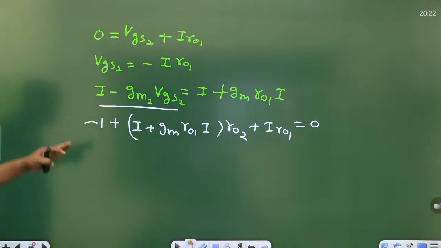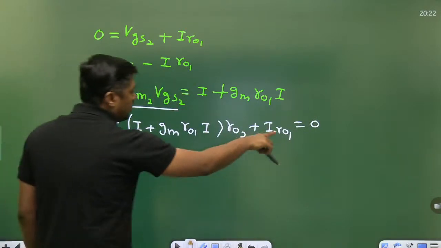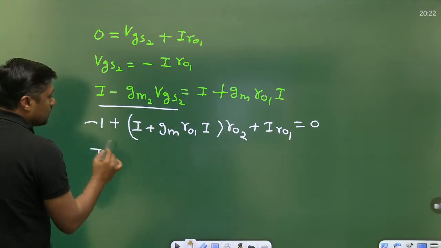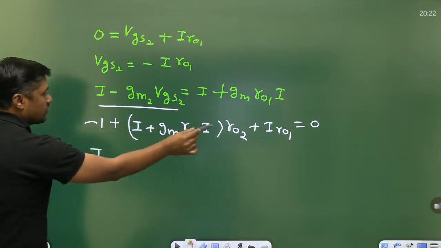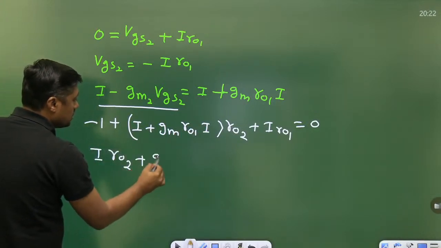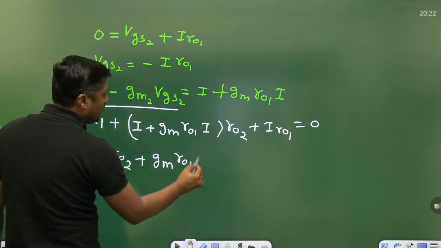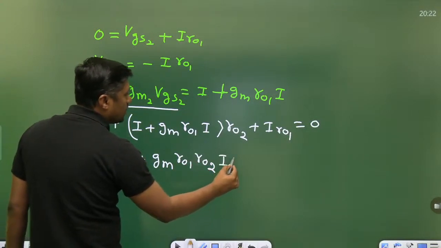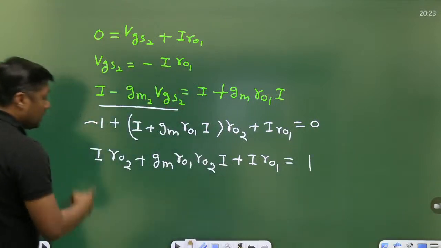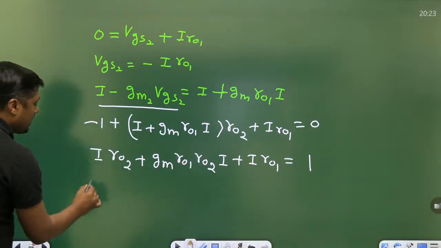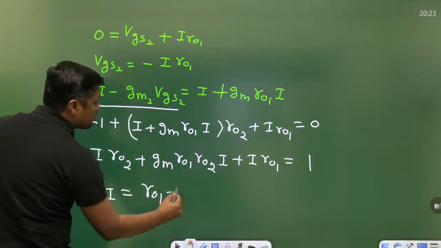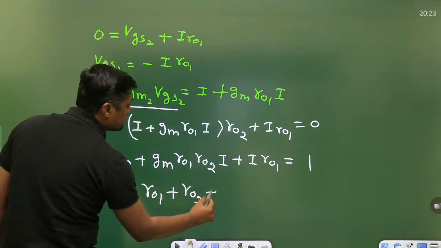Now you have to calculate 1 by I. This is the I naught into R01. This is the I. You can take common. First of all multiply it. This will become R02, GM R01 R02 into I plus I into R01 is equal to what? 1. Take now I common. What is the 1 by I? 1 by I will become R01. This is the actual value of what? Output resistance.